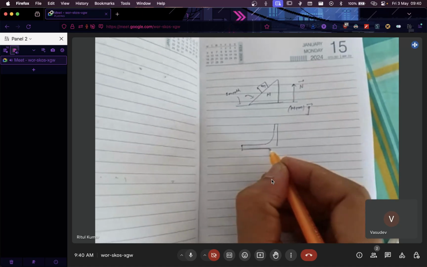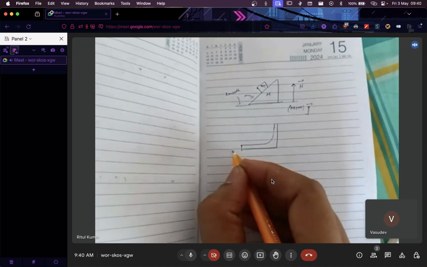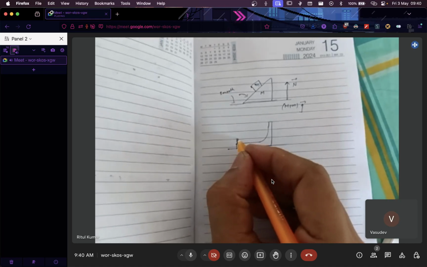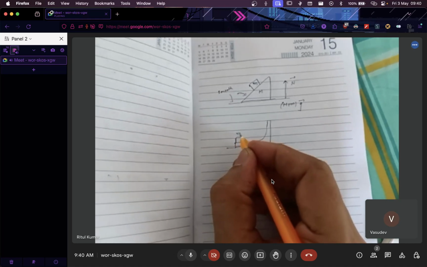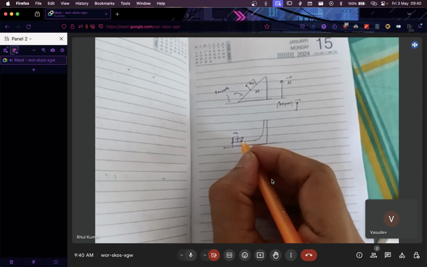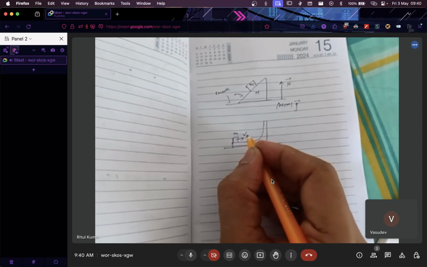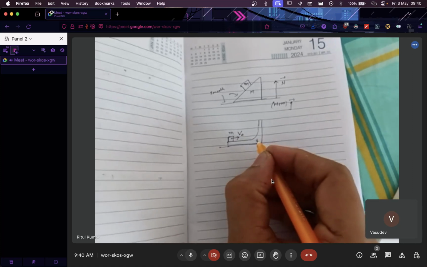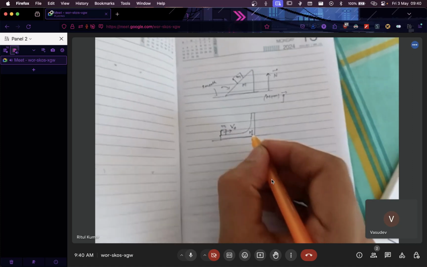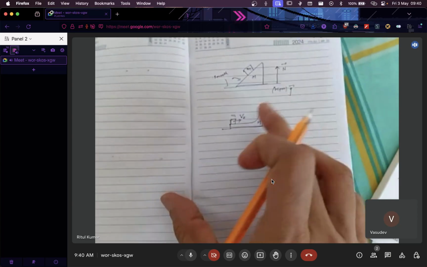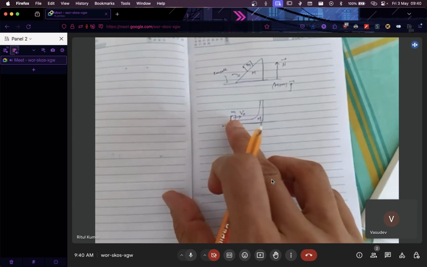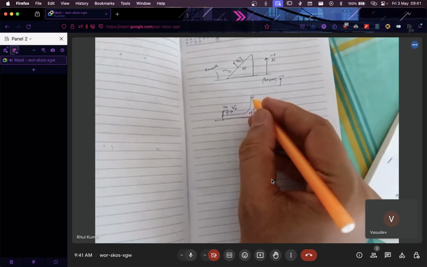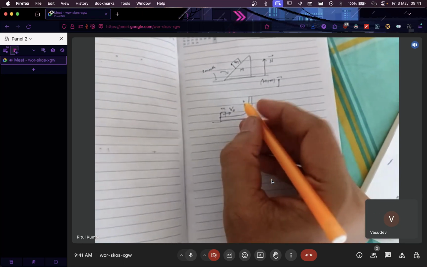This is a smooth track kept on a smooth surface. There's a block of certain mass, capital M, which is given a velocity to the right. What is the maximum height that this mass will reach? The radius of this track is known. It's part of a circle of radius r.